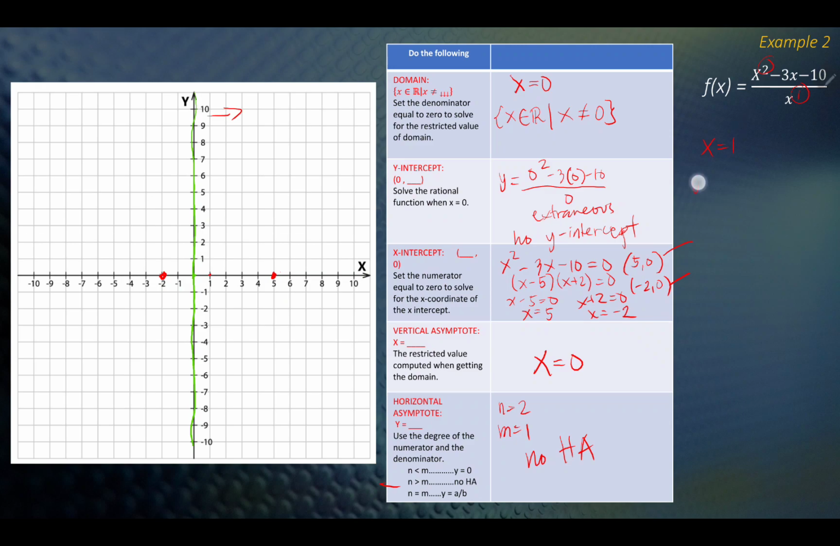So if x is equal to positive 1, we have 1 squared minus 3 times 1 minus 10 all over 1. So we have y equals 1 minus 3 minus 10 all over 1. That is y equals 1 minus 3 is negative 2, minus 10. That's negative 12 over 1. Meaning to say, y is equal to negative 12. So we have the ordered pair x, which is 1, and the y, which is negative 12. So 1, negative 12. It's down here, no?